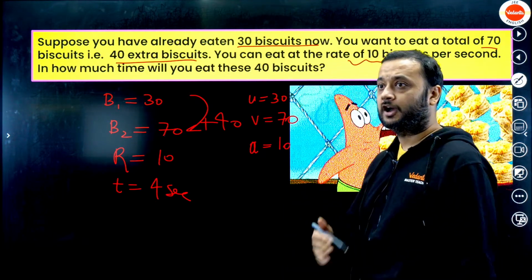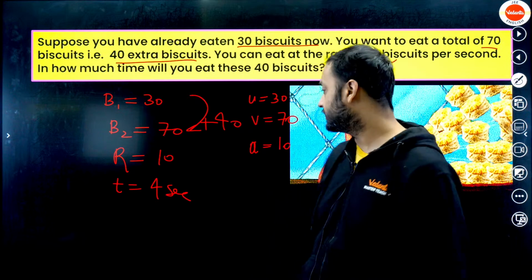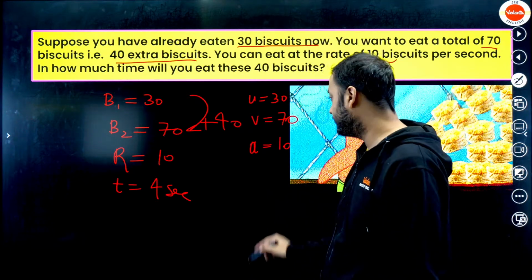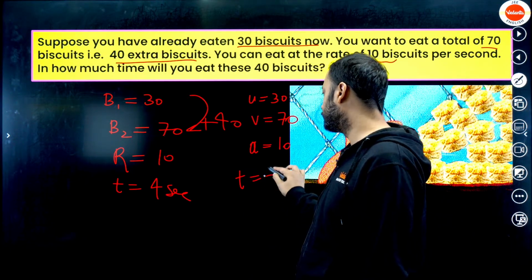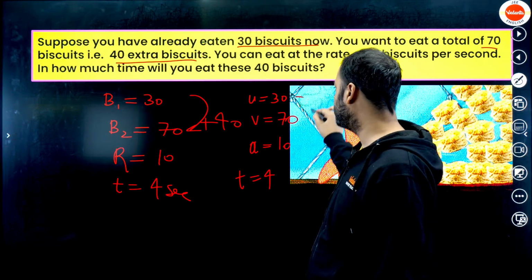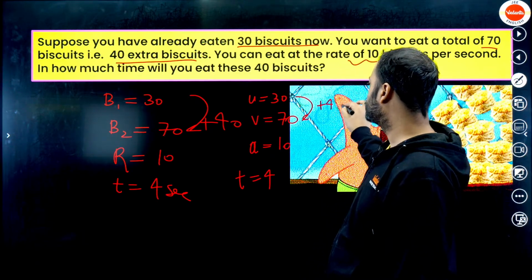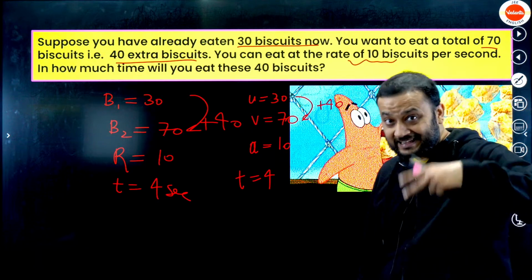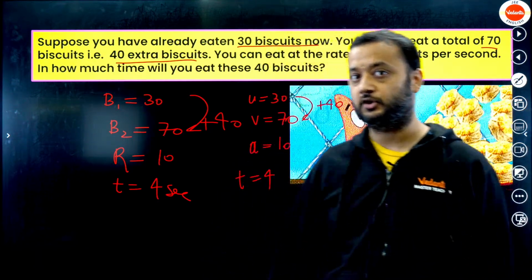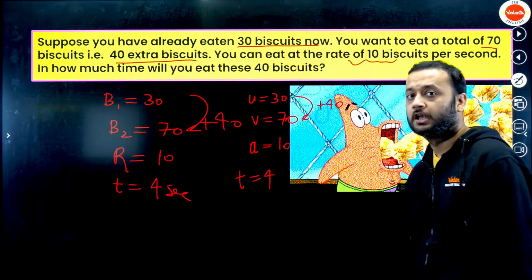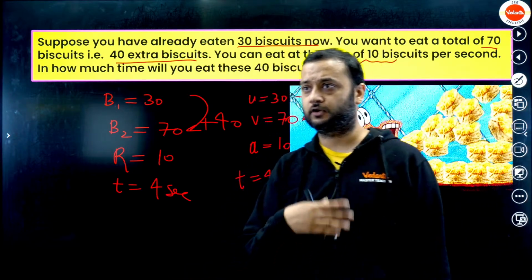So in how much time, with this acceleration, would the velocity have become 70? We can simply say in 4 seconds, because 70 minus 30, so basically plus 40. Velocity should increase by 40, and the rate of increment of velocity is 10, because the rate of increment of velocity is acceleration. So in 4 seconds the velocity.